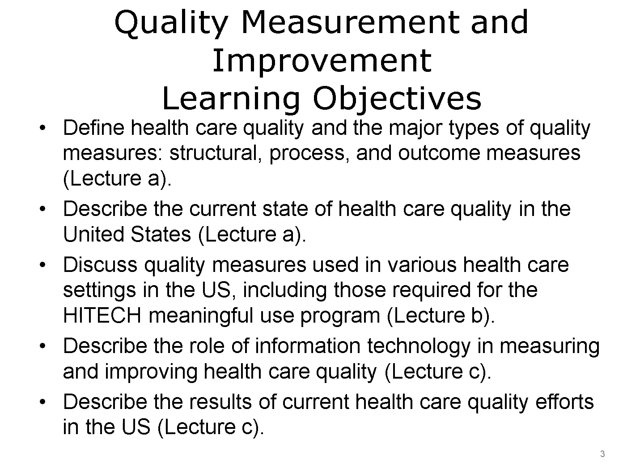workplace. The objectives for quality measurement and improvement are to define healthcare quality and the major types of quality measures, structural, process, and outcome measures. Describe the current state of healthcare quality in the United States. Discuss quality measures used in various healthcare settings in the United States, including those required for the HITECH, or Health Information Technology for Economic and Clinical Health Act Meaningful Use Program. Describe the role of information technology in measuring and improving healthcare quality, and describe the results of current healthcare quality efforts in the United States.